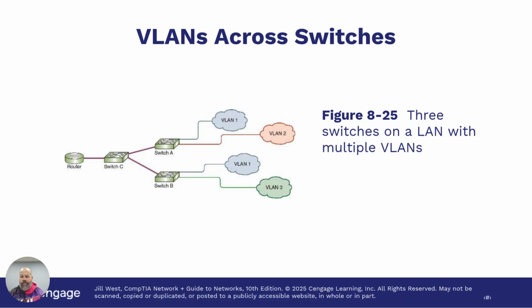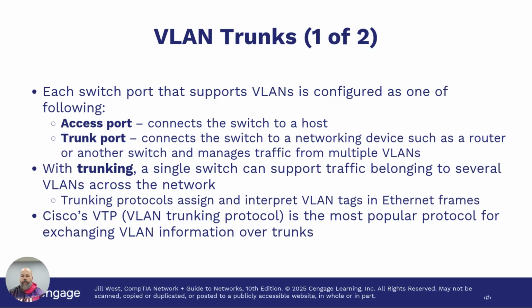It's like having buses that pick up passengers from different neighborhoods at different stops, all sharing the same road. Devices on the same VLAN can communicate directly, even if they're connected to different switches, while devices on different VLANs need to go through the router regardless of which switch they are on.